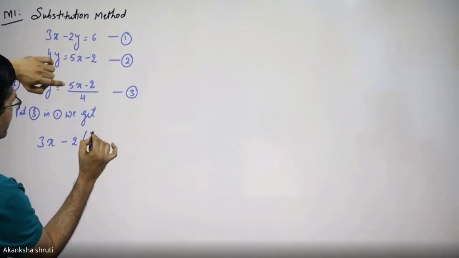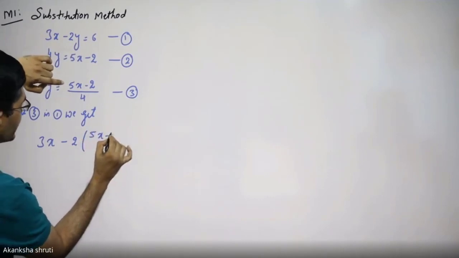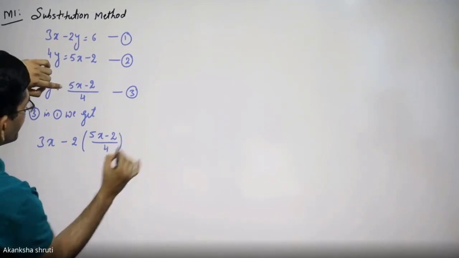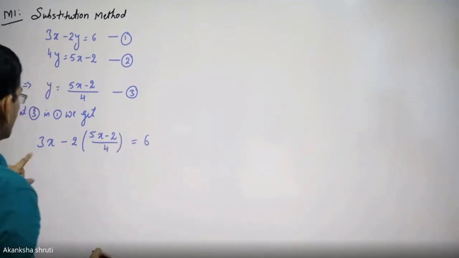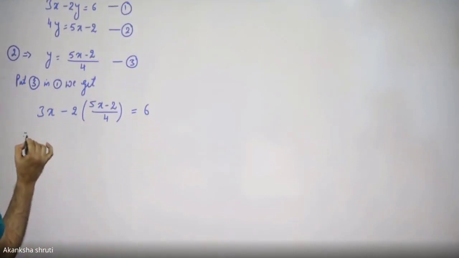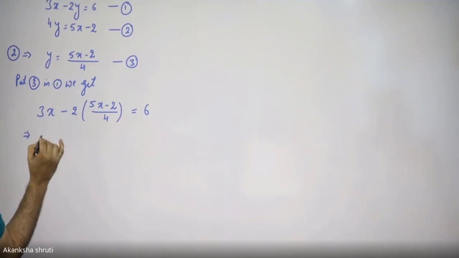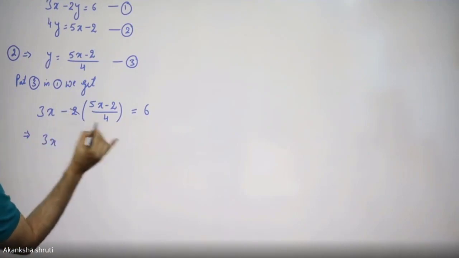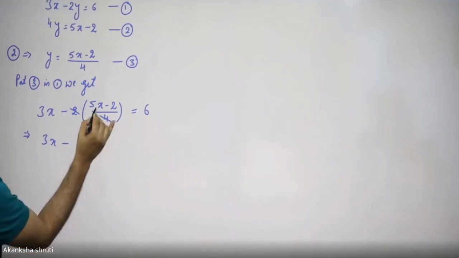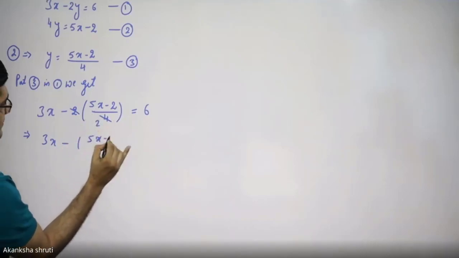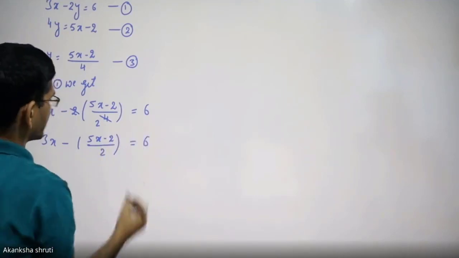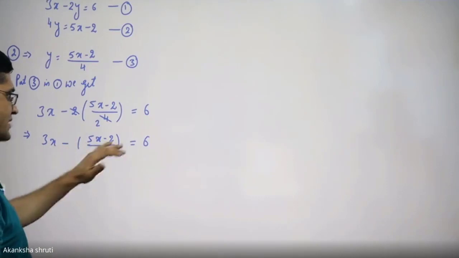Means it is our (5x minus 2) divided by 4 is equal to 6. This is the linear equation in one variable that we have already learned since class 8. So it becomes 3x, this 2 and this 4 will get cancelled, minus (5x minus 2) divided by 2 is equal to 6. Students are facing difficulty in solving this.